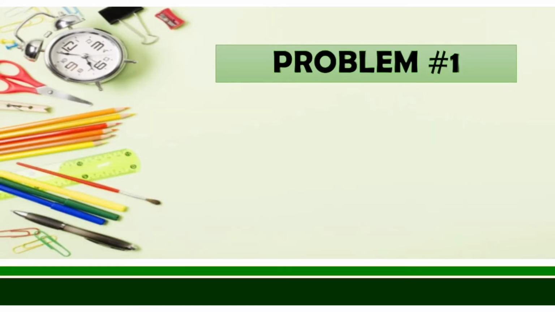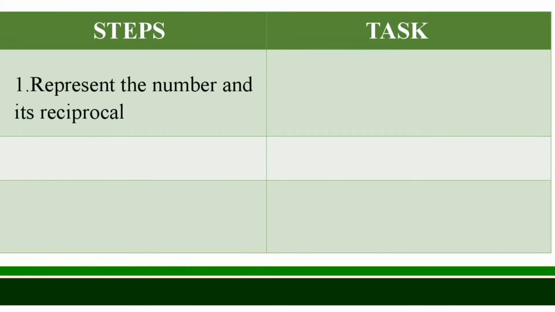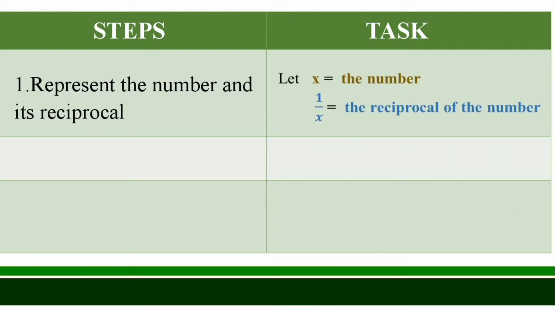Problem number 1. The sum of a number and its reciprocal is 50 over 7. Find the numbers. So class, we have steps and tasks. Step number 1. Represent the number and its reciprocal. So let x be the number, and 1 over x equals the reciprocal of the number.